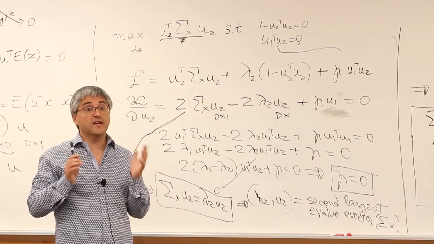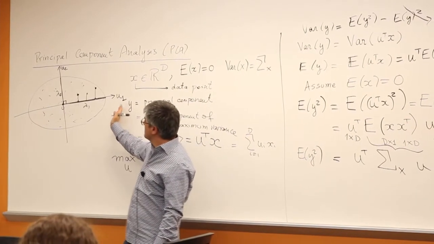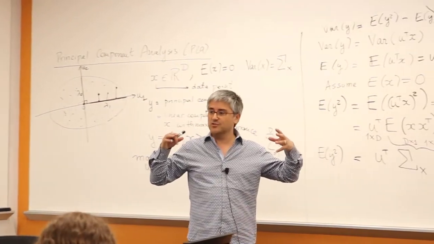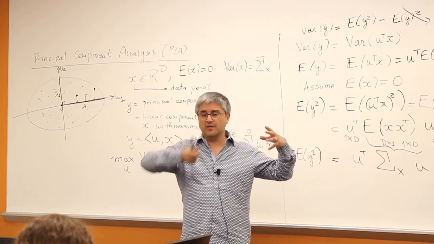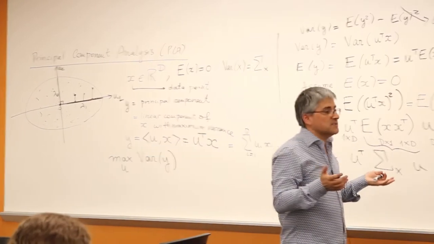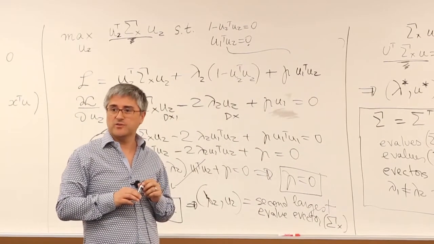Okay, but I hope it's very clear now why, and I think this picture is very illustrative. That's the largest variance, the second largest variance. You can imagine that if this was in 3 dimensions, you would have an ellipsoid, and it will be the third direction. Is that clear? Okay. So that's it. That's what PCA is about.